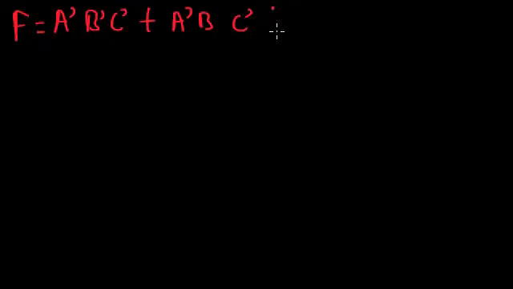Given that f is equal to a prime, b prime, c prime plus a prime, b, c prime plus a, b prime, c prime, plus a, b, c prime. Simplify this function using the Karnaugh map.